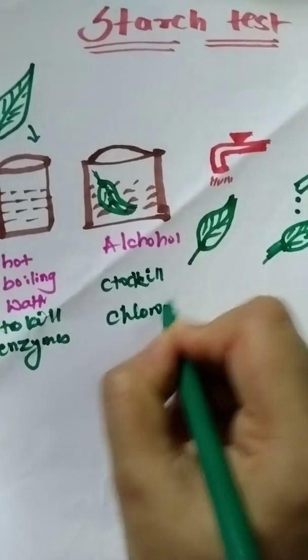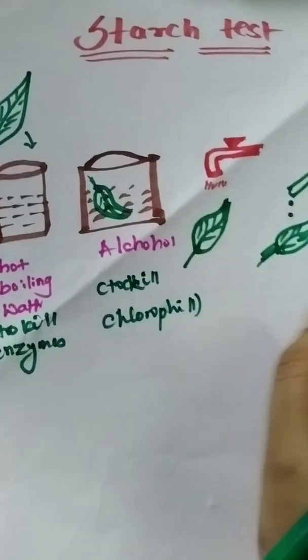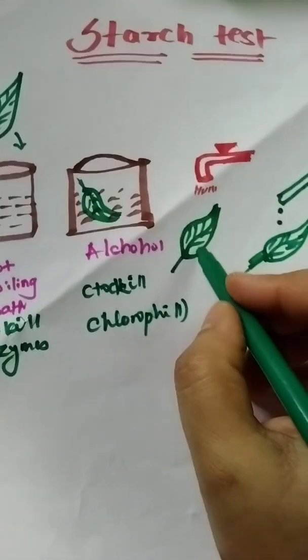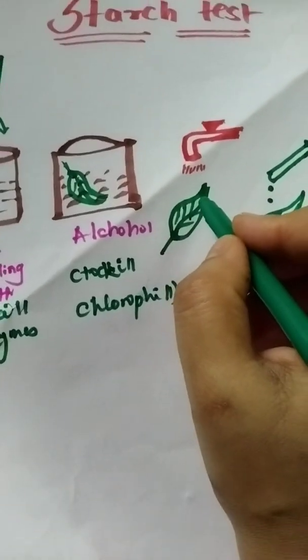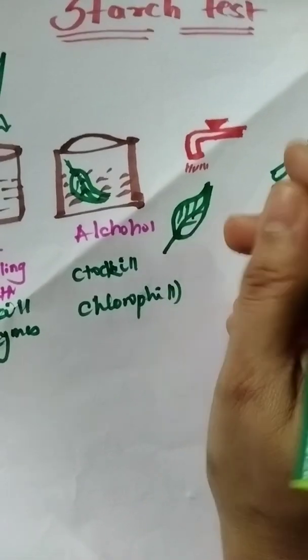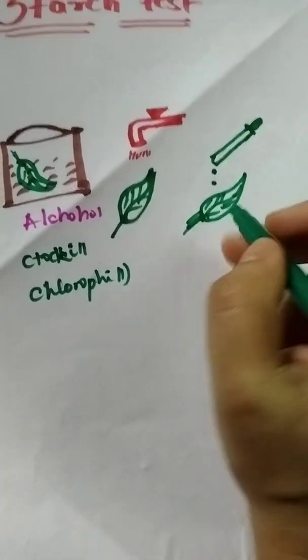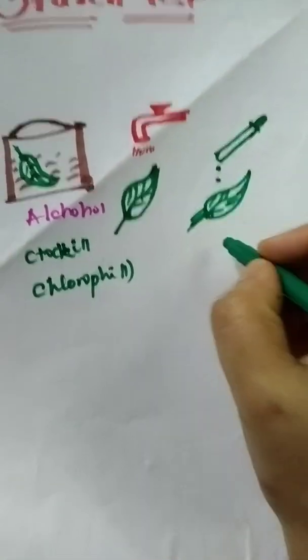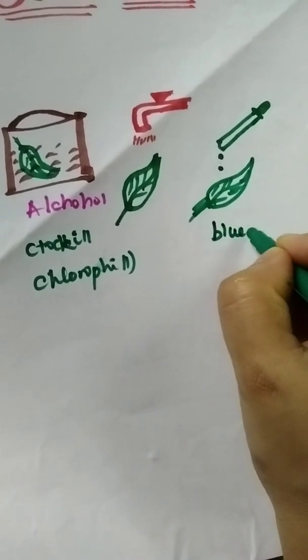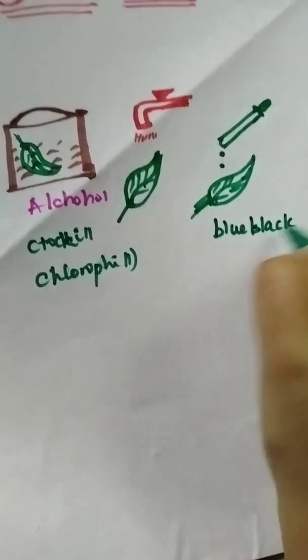Okay. Now the leaf will be a little brittle. Then you wash it to remove the alcohol as well as to make the leaf soft. Then you put the iodine solution. If you put iodine solution, the leaf will turn blue black. This indicates that starch is present in the leaf.